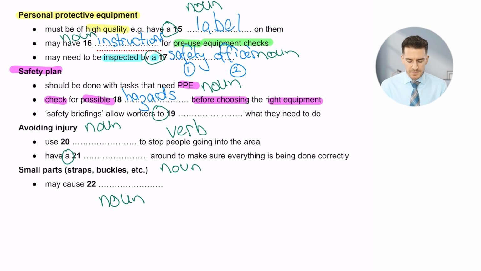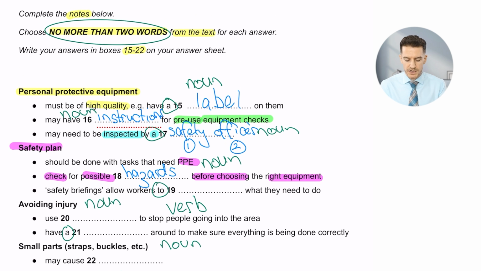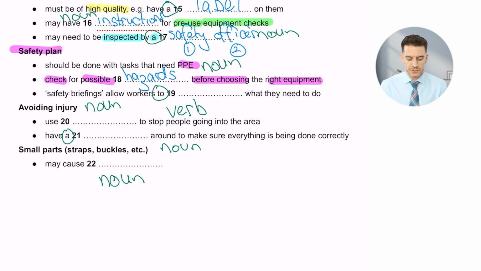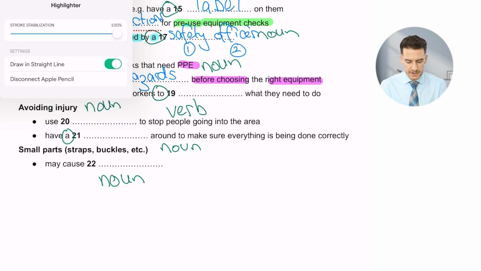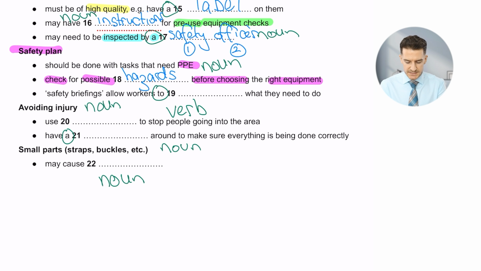And just something else, as you remember, the instructions say choose words from the text. So in the text, there is an S. That means down here, when you write your answer, you also need an S. Okay, let's move on to the next one now, which is safety briefings. So these briefings allow workers to something what they need to do.